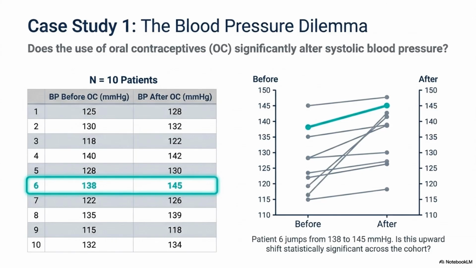Case Study 1: The blood pressure dilemma. Does the use of oral contraceptives significantly alter systolic blood pressure? We have 10 patients' readings.